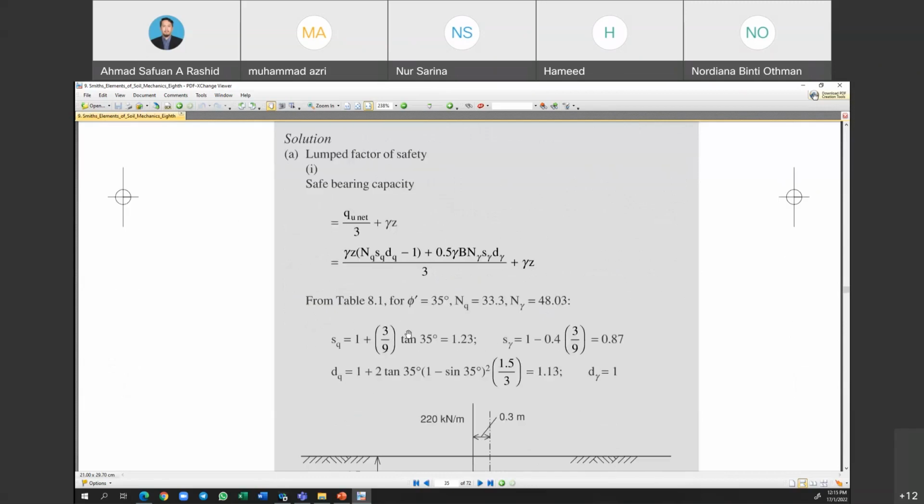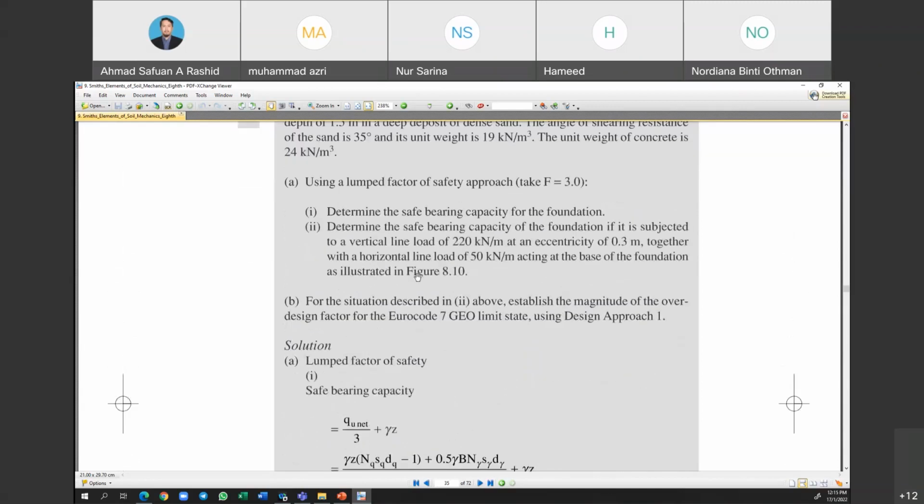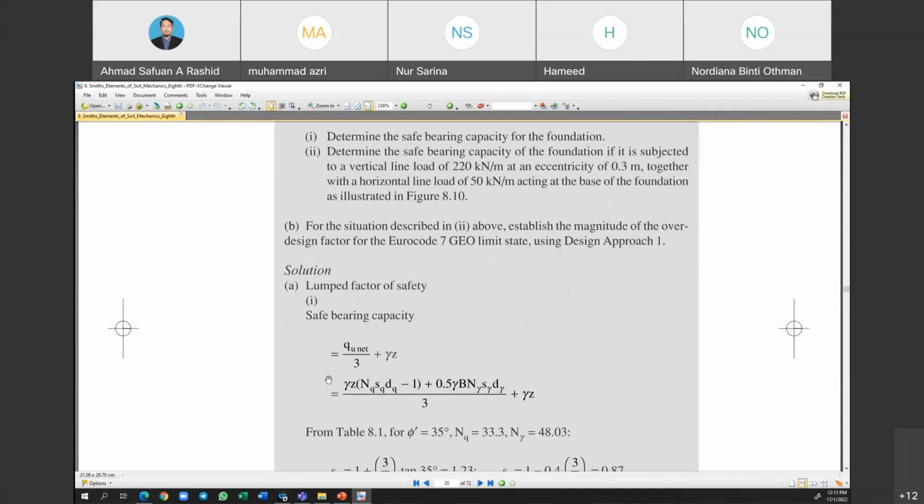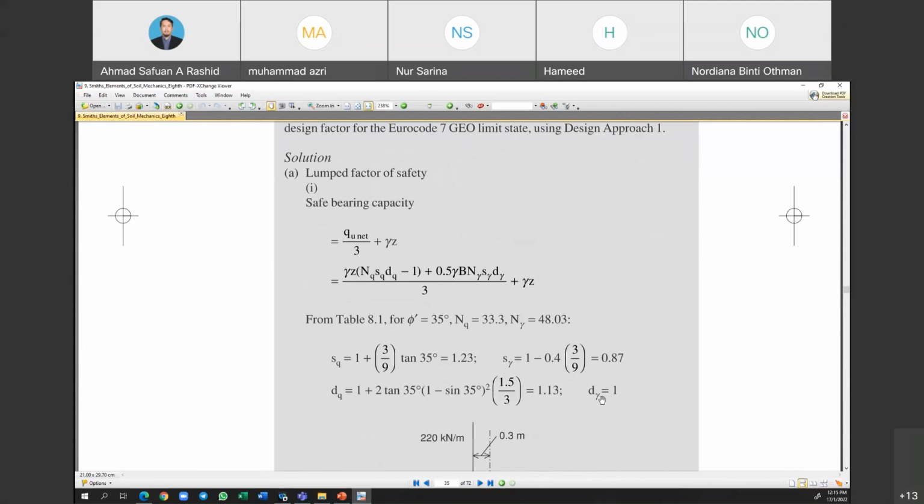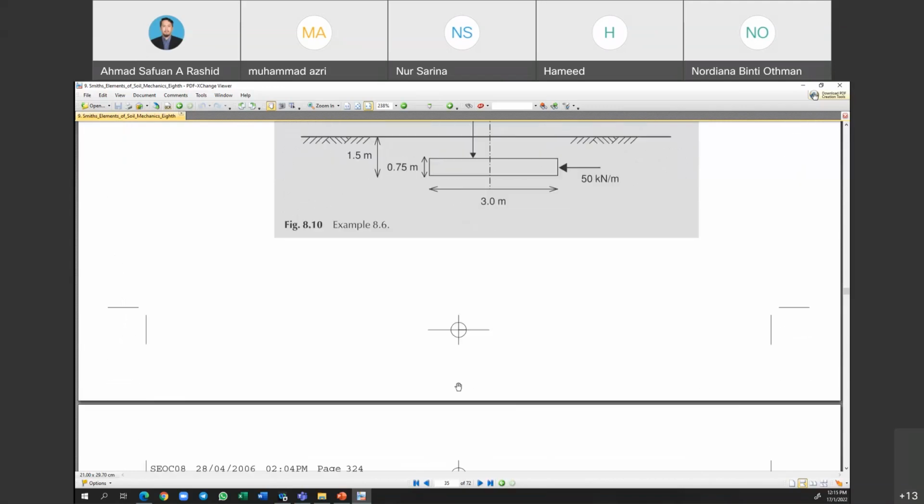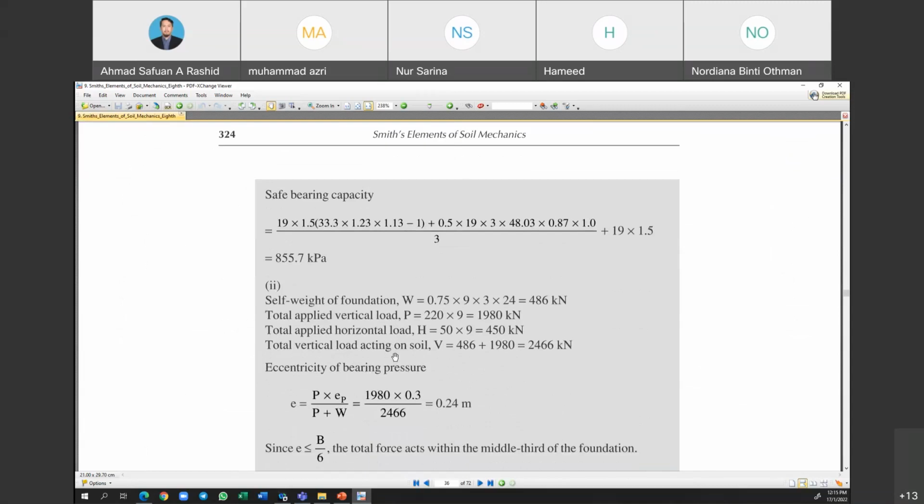You can go through it later on. The C value is not provided because C is equal to 0 since it's sand, so it doesn't have any NC in our example. Then we have phi 35 and Nq and N gamma: 33.3 and 48.03. This is the Sq, S gamma, Dq. From there we get the safe bearing capacity of 855.7, that is without eccentricity problems. Then we move to the eccentric problem.